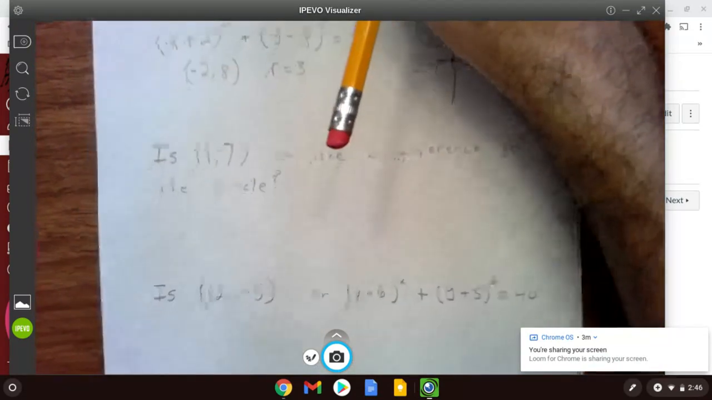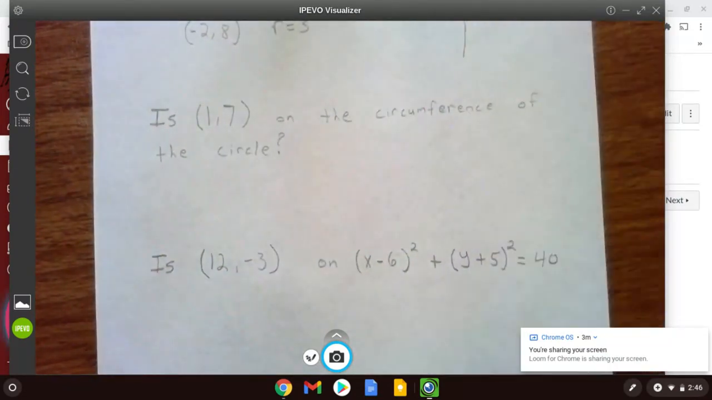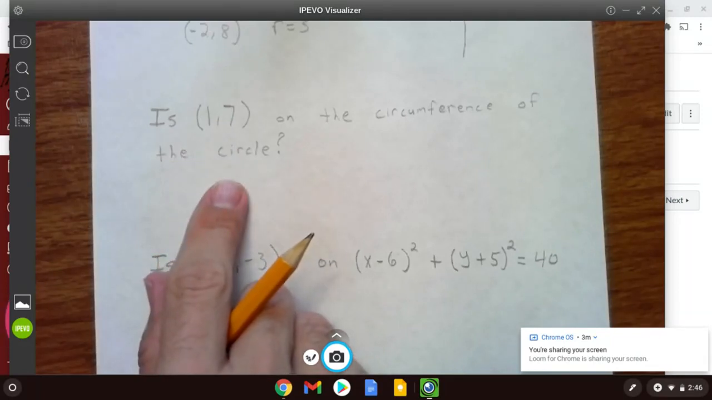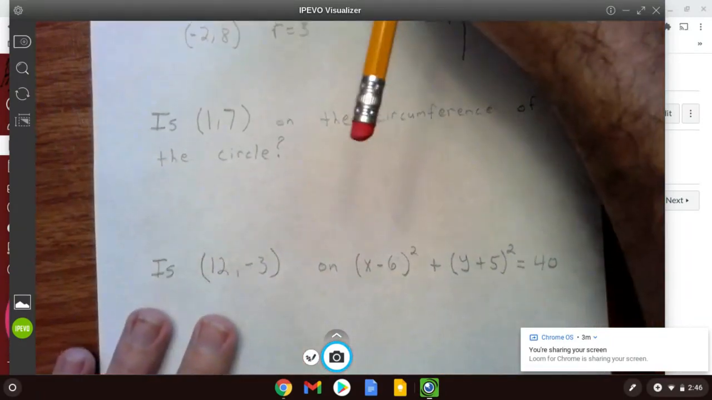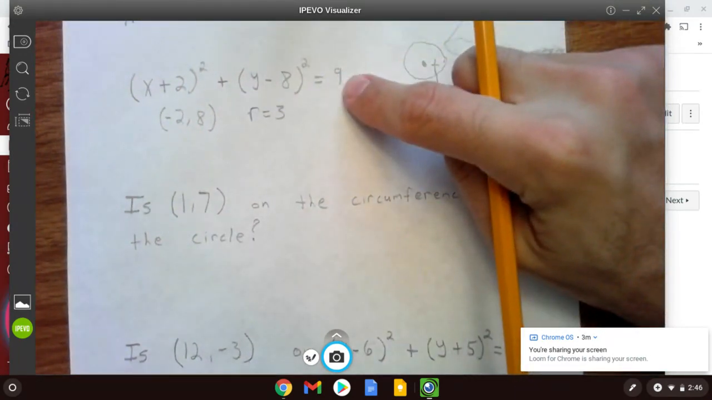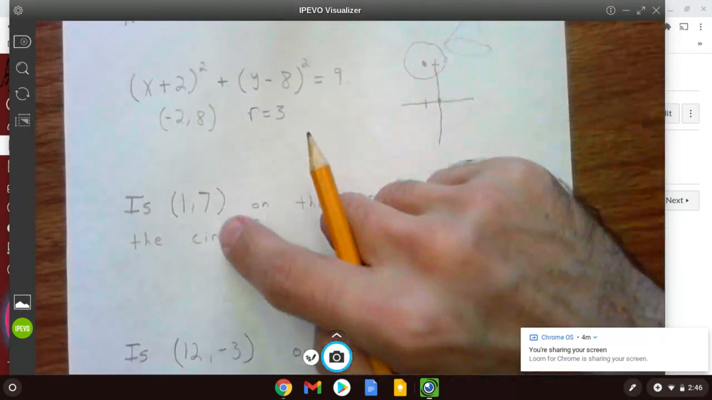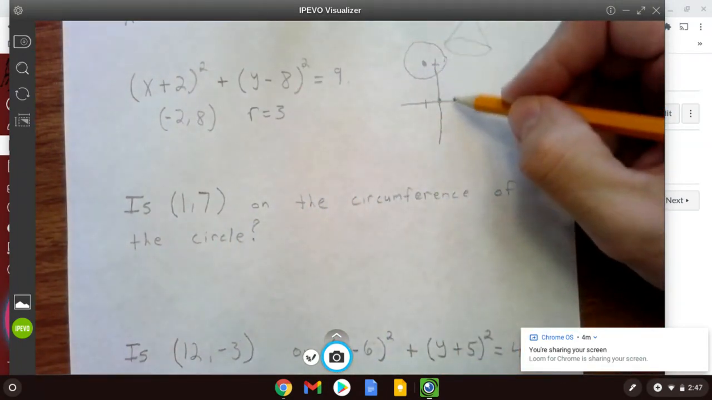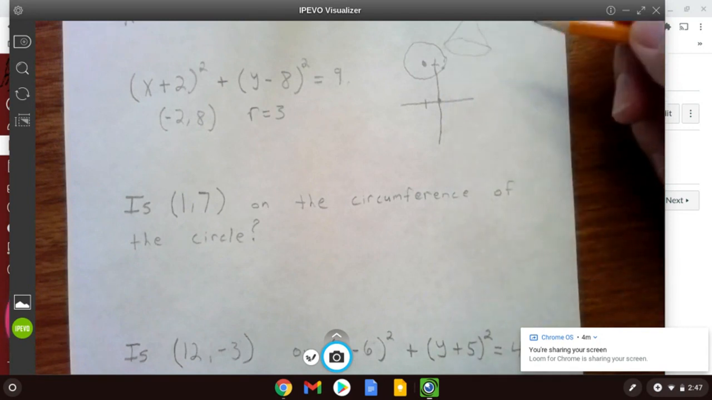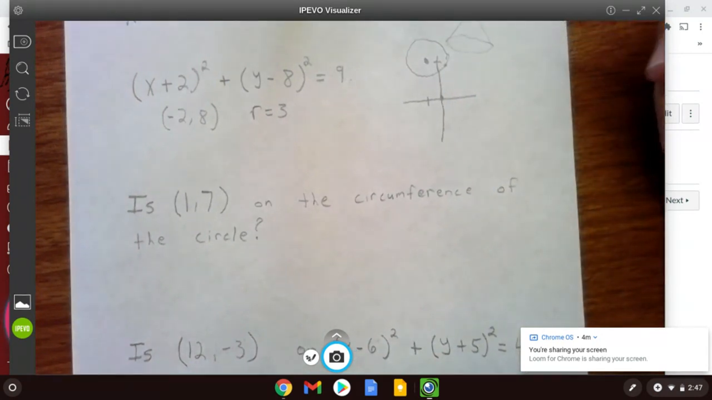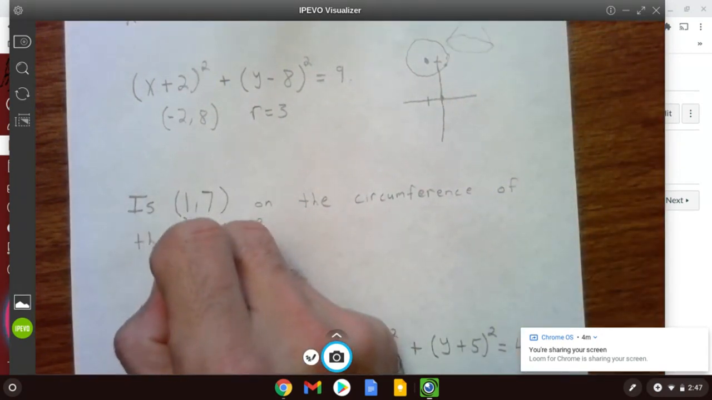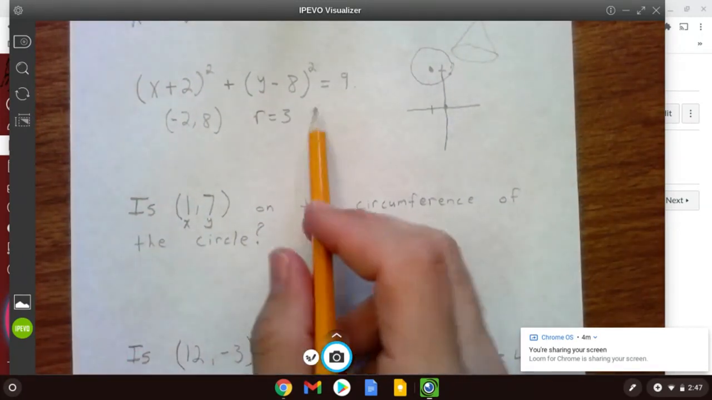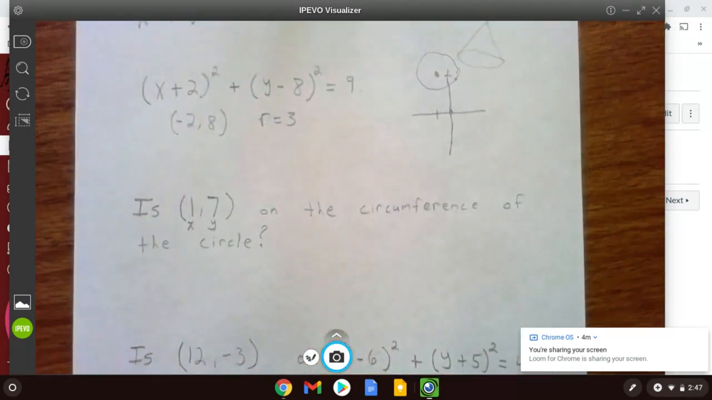All right. The next type of question here is whether a point is on a circle. So we're still working with this equation up here, this circle. The question is whether or not 1, 7 is on that. So you could graph it and try to kind of guess to see if 1, 7 is on there. It might be, it might not be. What we're going to do is just plug in 1 for x and 7 for y, and we're going to see if the equation balances, see if it gives us 9.